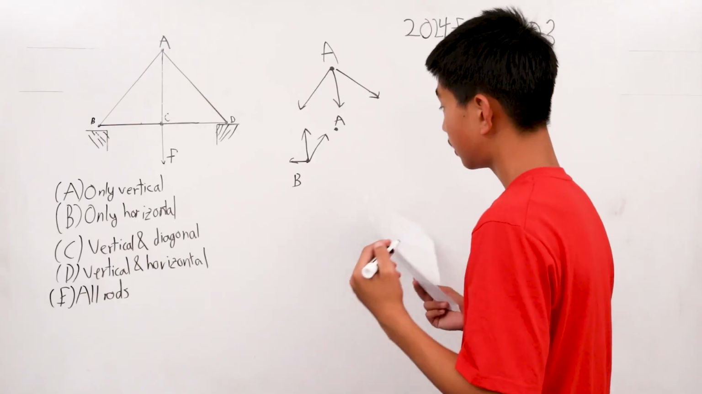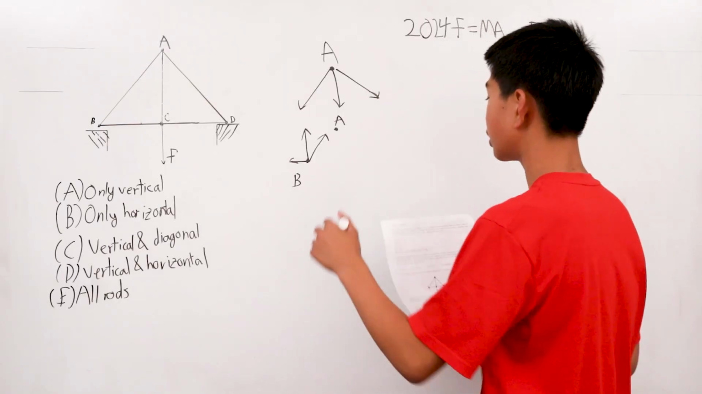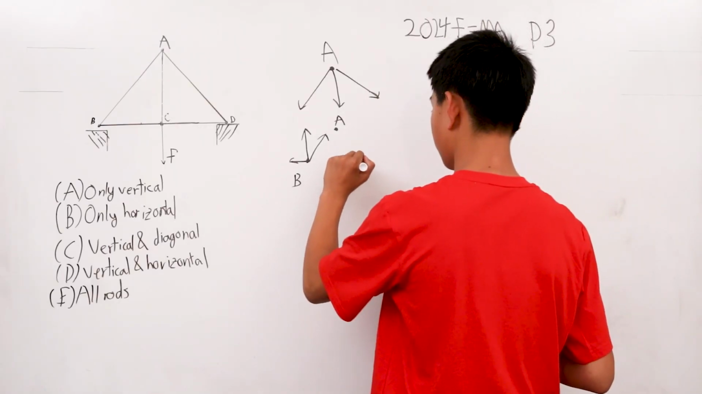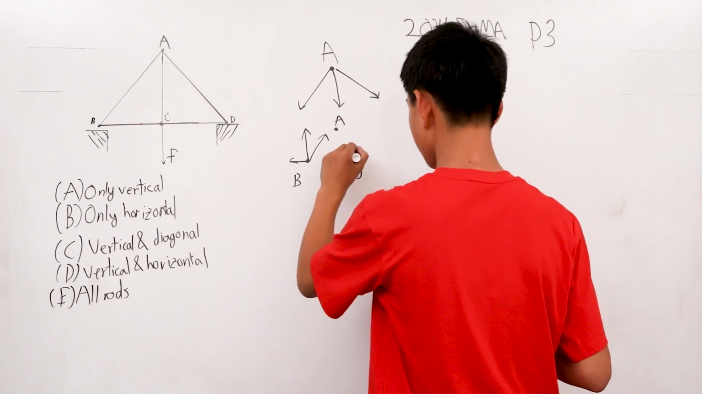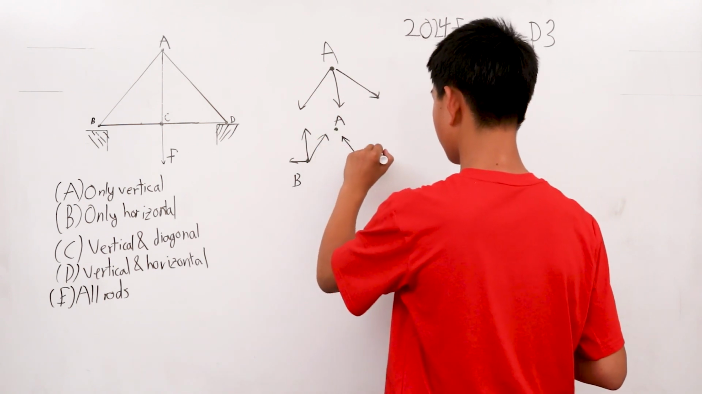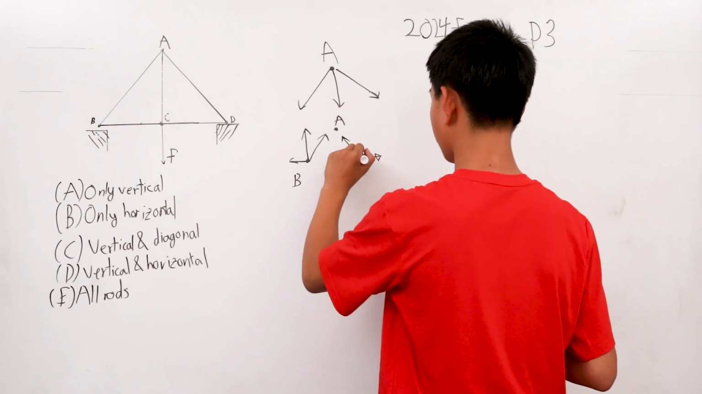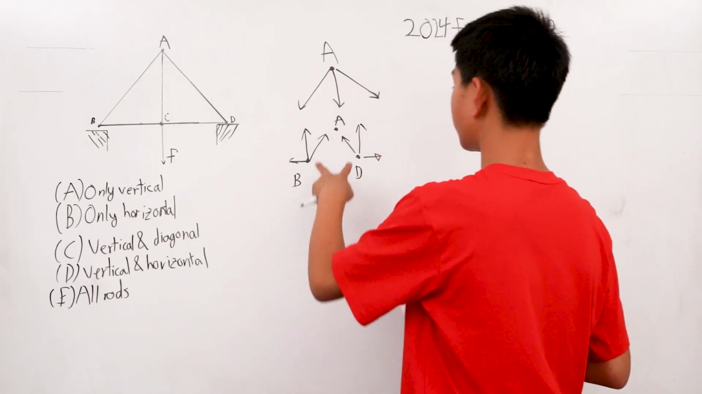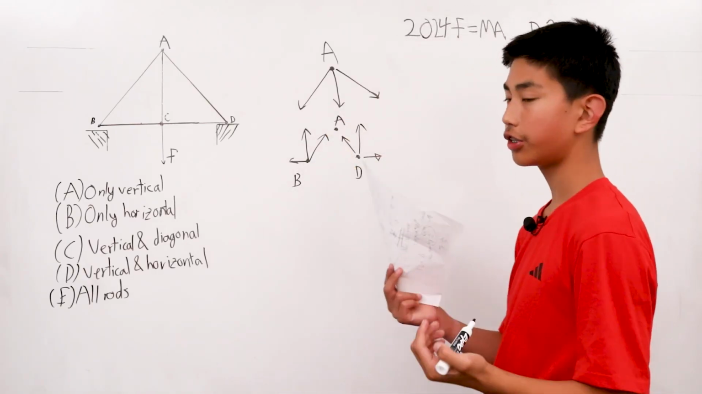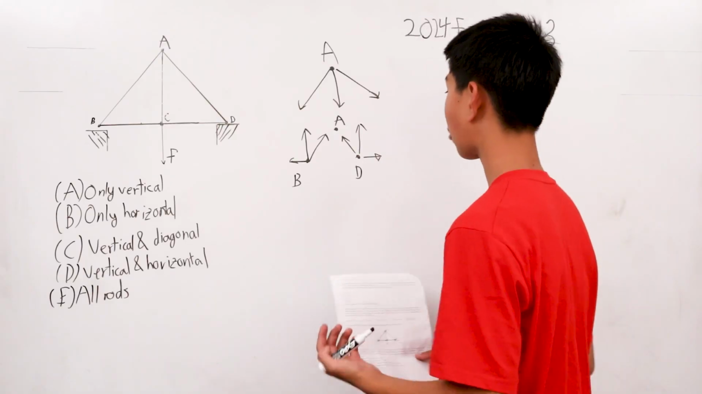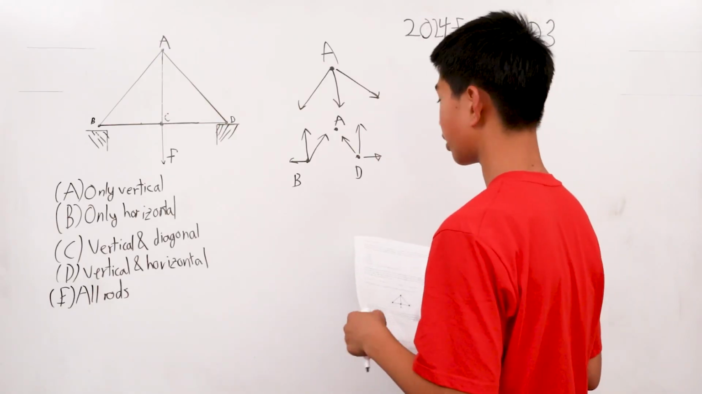We can use similar logic with D. I'll draw it out here on D. There's an arrow here, and then the normal force. Now we know that these diagonals are not in tension. They are in compression as they are being pushed against each other.